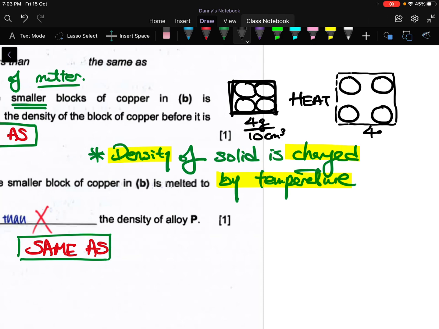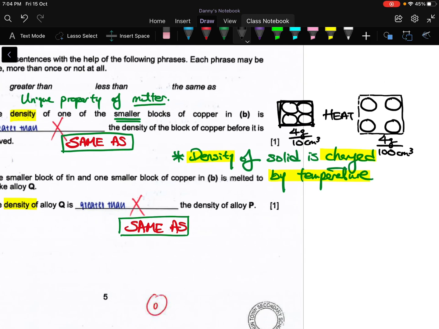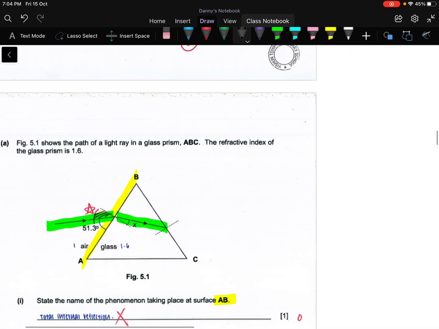Now that it has expanded, it is still the same 4 gram because there are only 4 molecules inside, still just dummy values. And maybe now the volume has expanded 10 times. So by heating it up or by cooling it down, the density of a solid could change. Okay, but very, very little, by a very small amount.